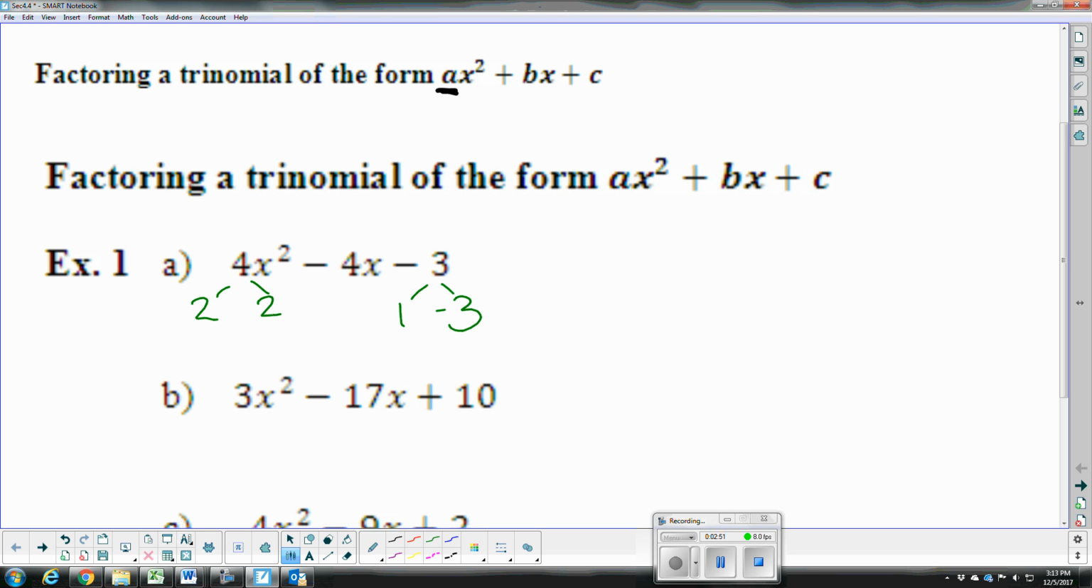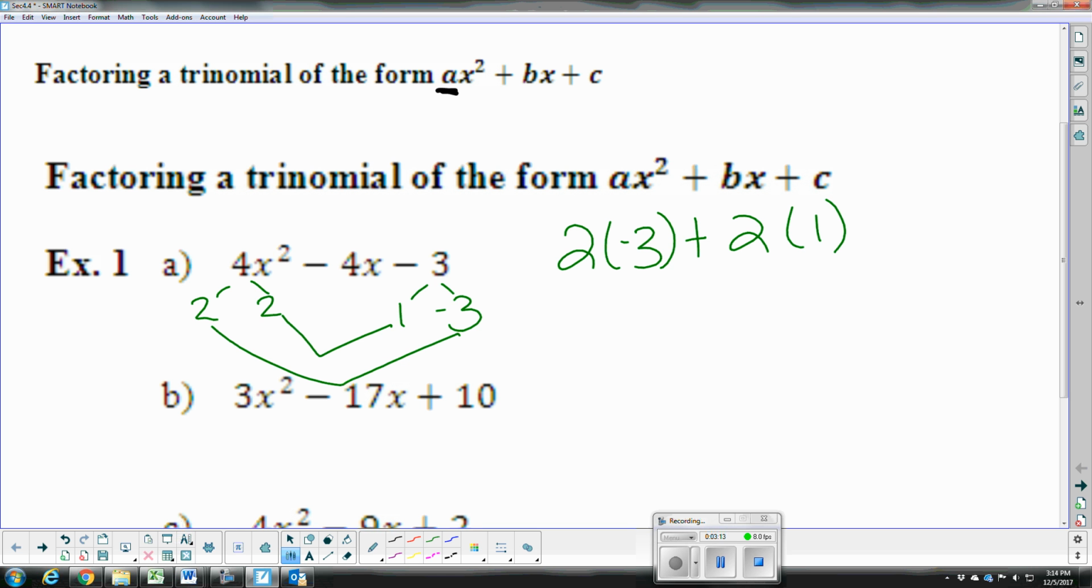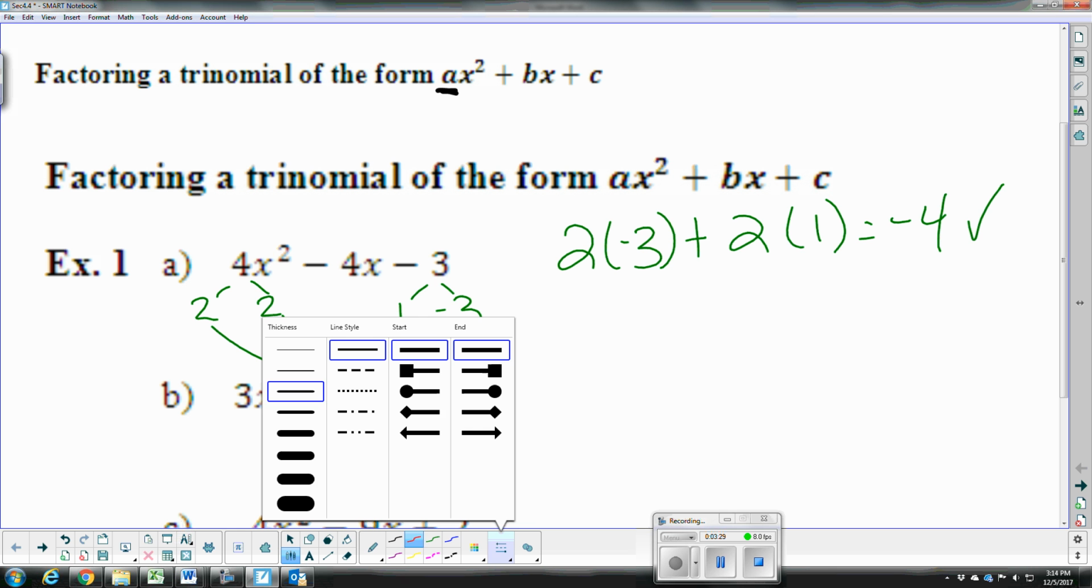Okay, so we've got our factors of 4, our L and K. We've got our factors of -3, our M and N, and we want it so that our L and N plus our K and M add up to -4. So 2 times -3 plus 2 times 1, that's -6 plus 2, that adds up to -4. That works.